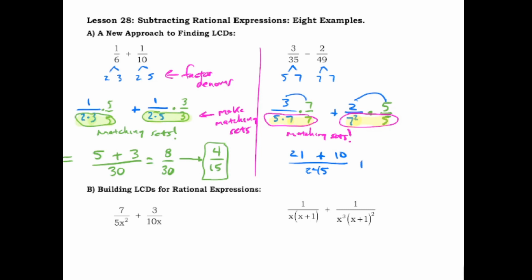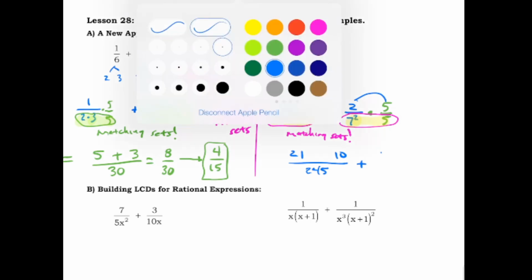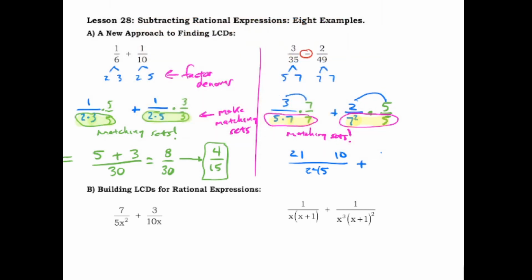Now we can just go ahead and add the 21 and the 10. Oh, wait a second. That's a subtraction. My bad. Whoa, hey, ho, ho, hey. Let's do it right here. That's a minus. That's a minus. Okay, there. So 21 minus 10 is 11, actually, over 245. And that should say... Look at me go here. That should say equals. There, I think we're done with that one.